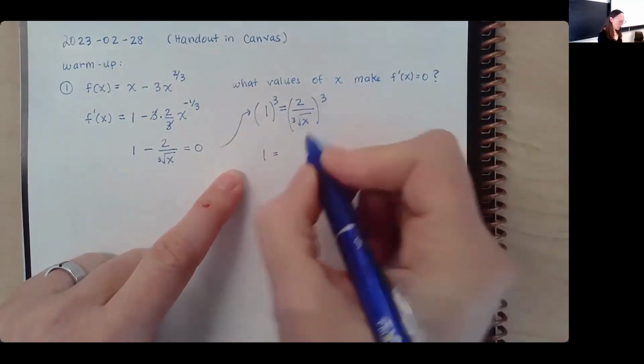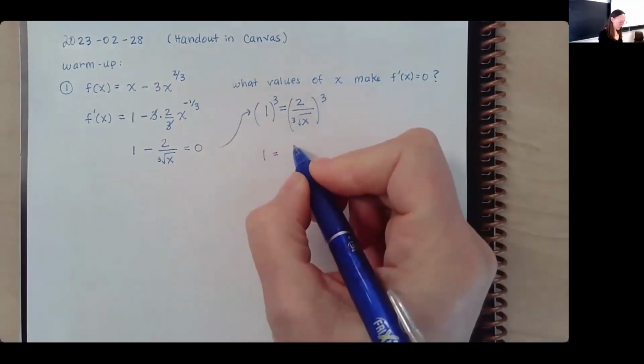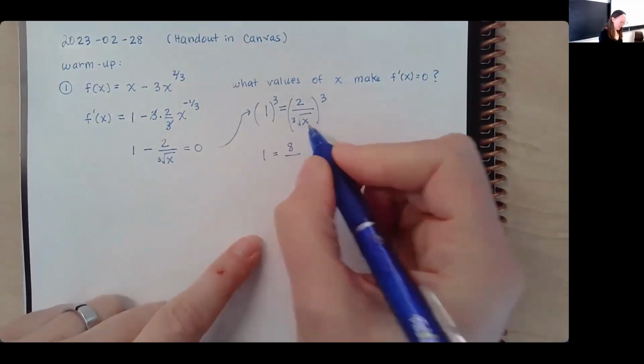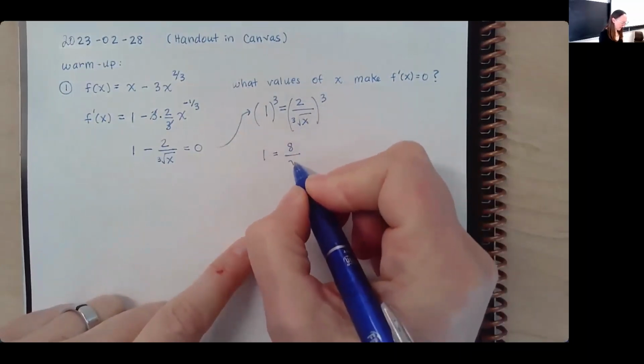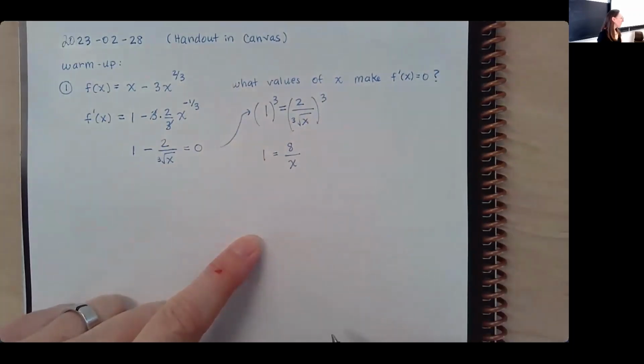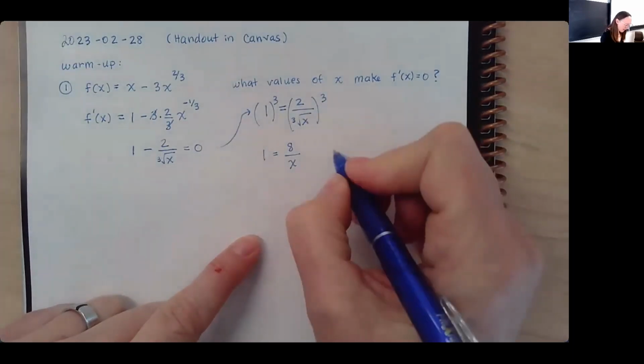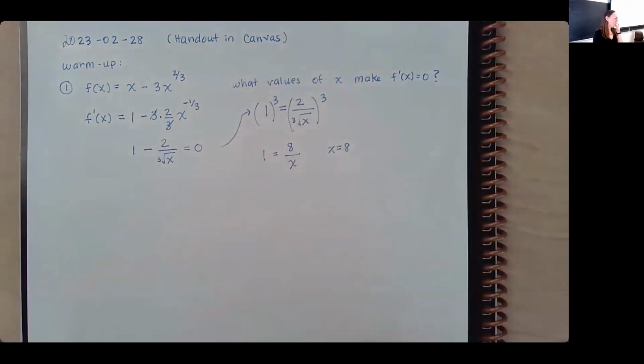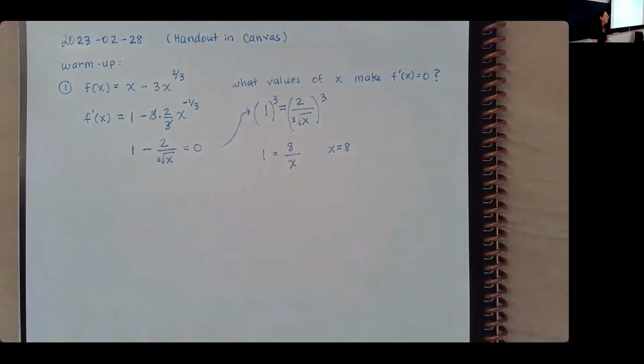And 2 cubed, 2 times 2 times 2, is going to give me 8. And when I cube the cube root of x, I'm just left with x. So I know that the value here is going to be 8. And that's my only x value where the derivative is equal to 0.